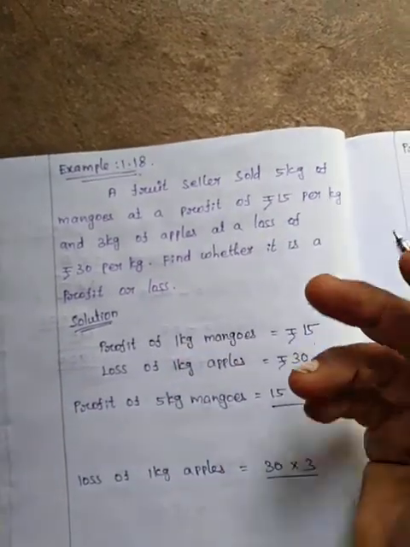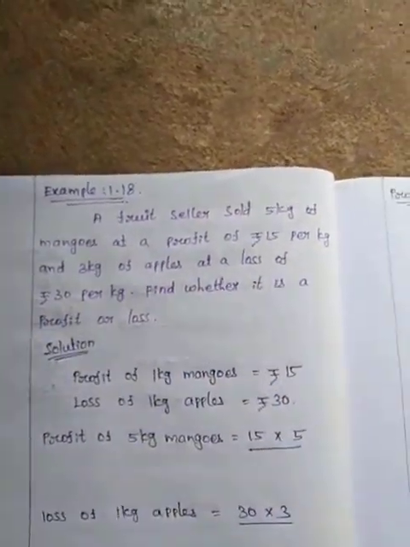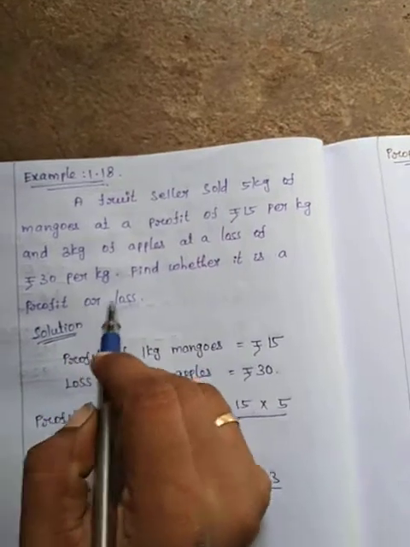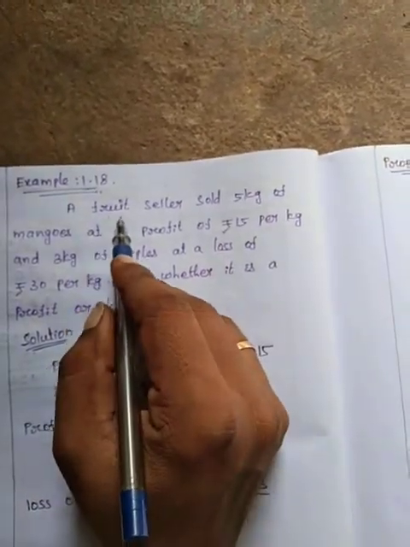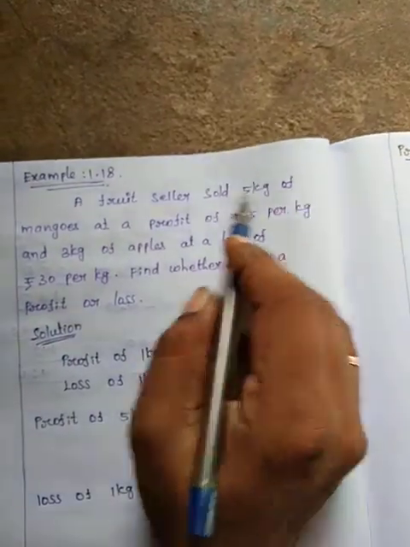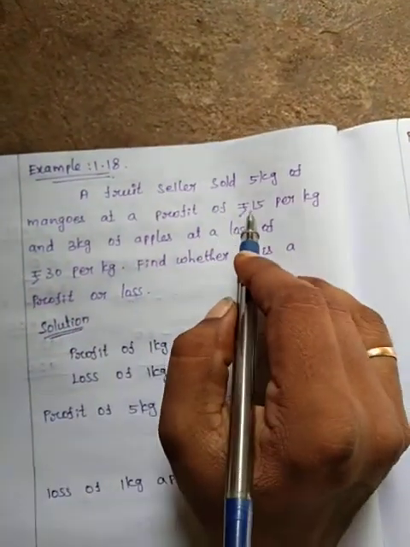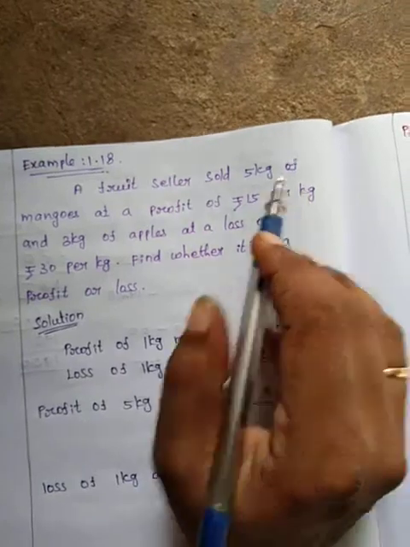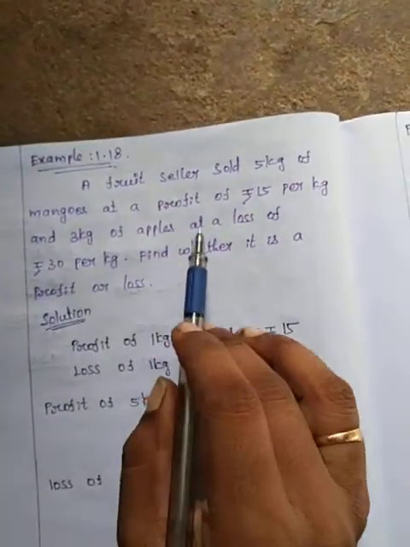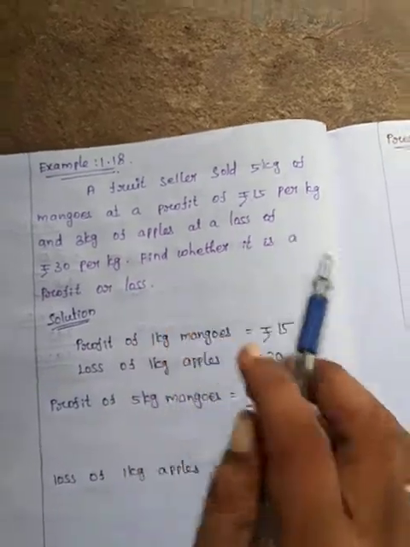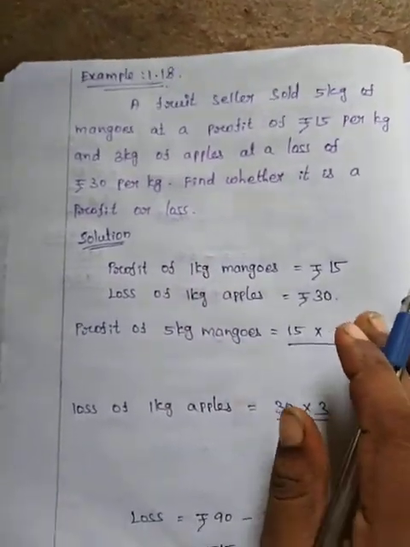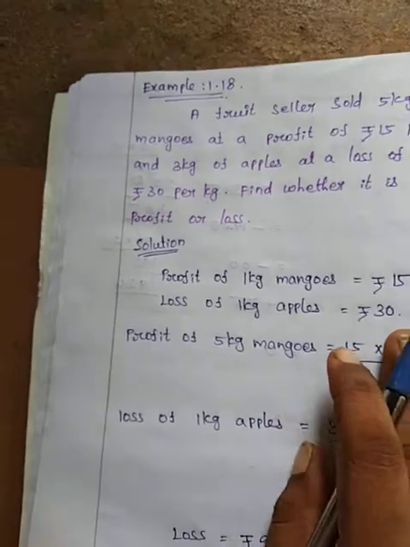Profit means the gain we get. Loss means the loss we get. Okay? A fruit seller sold 5 kg of mangoes at a profit of rupees 15 per kg and 3 kg of apples at a loss of rupees 30 per kg. Find whether it is a profit or loss. Let us do this problem.